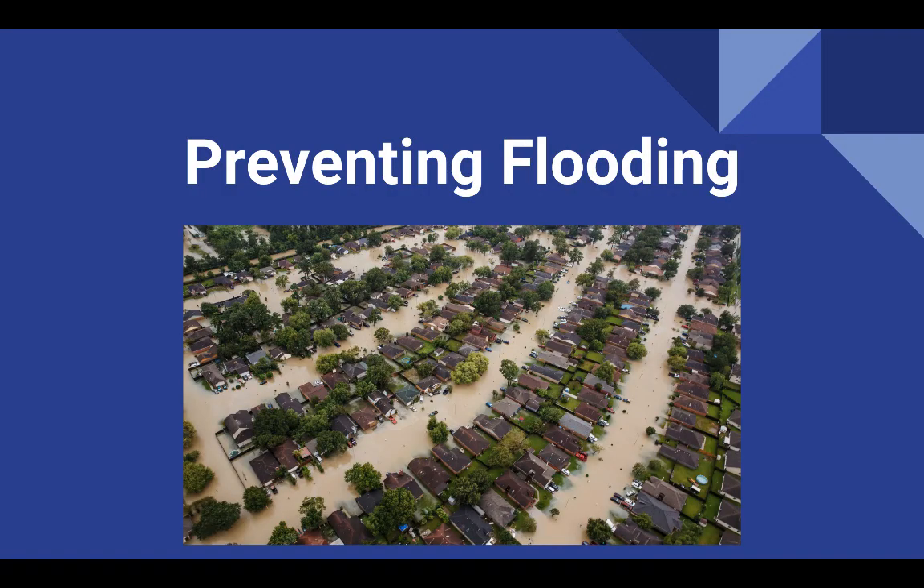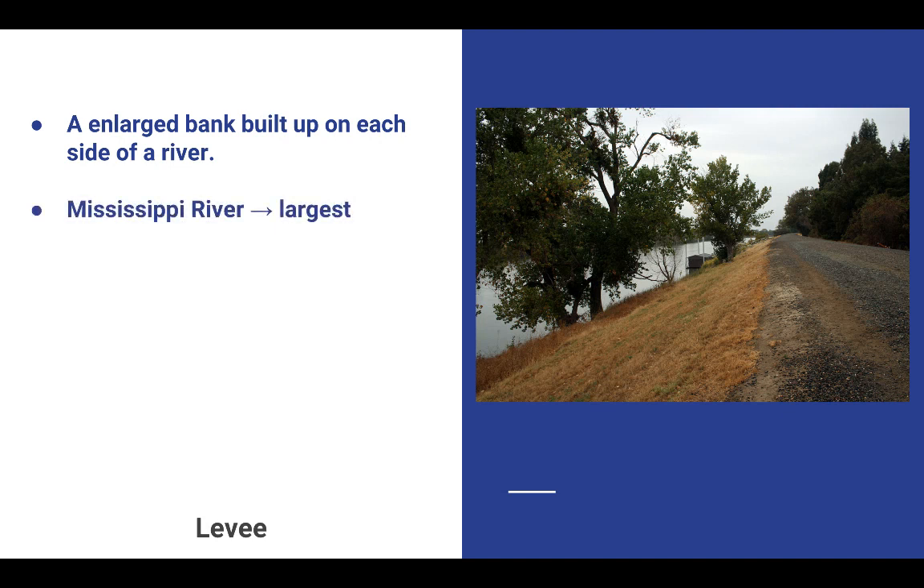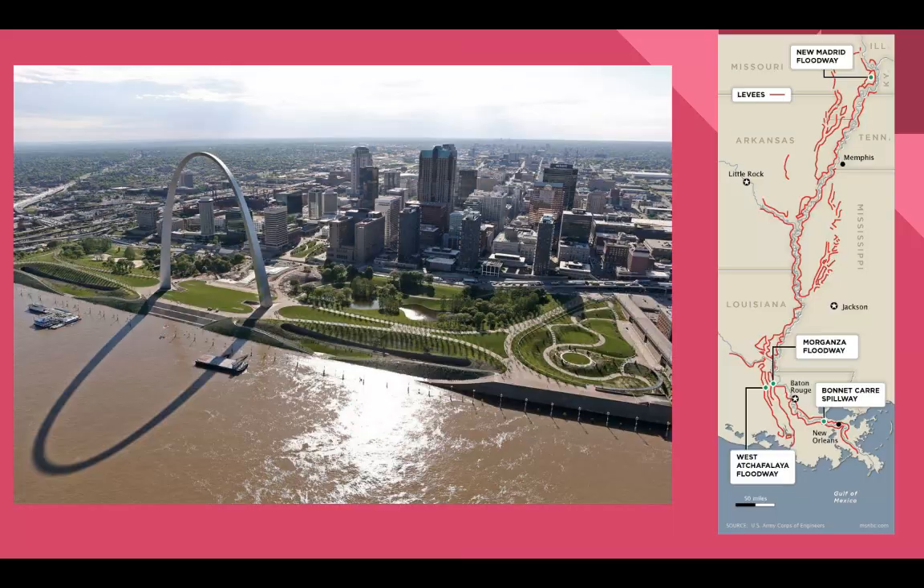First thing we'll look at is preventing what happens when we have too much water, so preventing flooding. We all know that rivers will overflow their banks from time to time. There are natural levees that are created by the flow of the water, but then there are man-made levees, and we're going to see that these are used quite often. All they are is a bank that's built up on each side of the river to prevent it from overflowing. The largest in the United States is on the Mississippi, with 1,500 miles of levees.